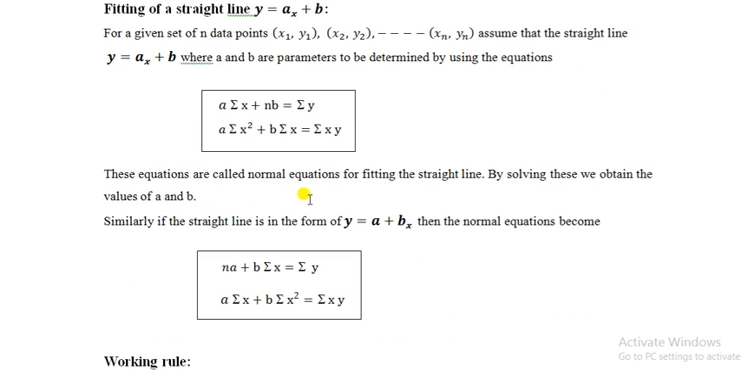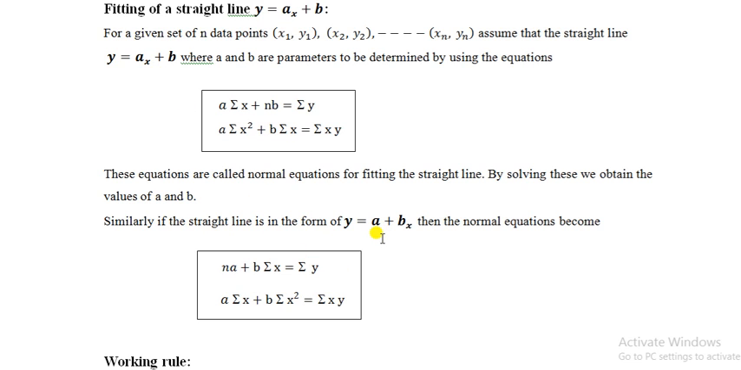These equations are called normal equations for fitting of the straight line. By solving these two equations, we will calculate the unknown terms a and b. Suppose the straight line is in the form y equal to a plus bx, while the above one is y equal to ax plus b.